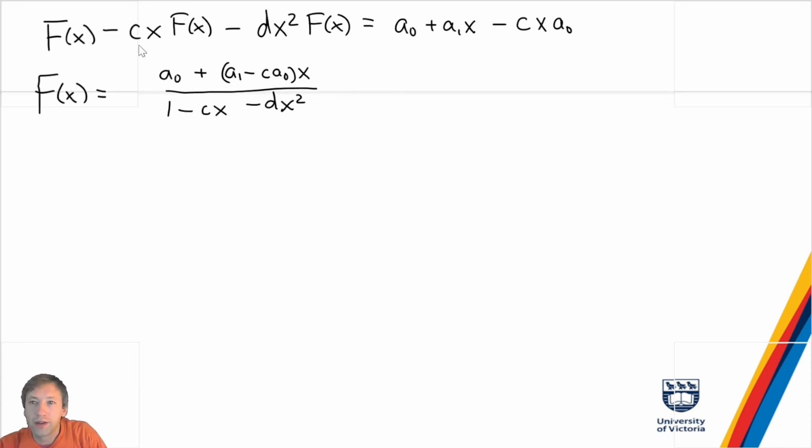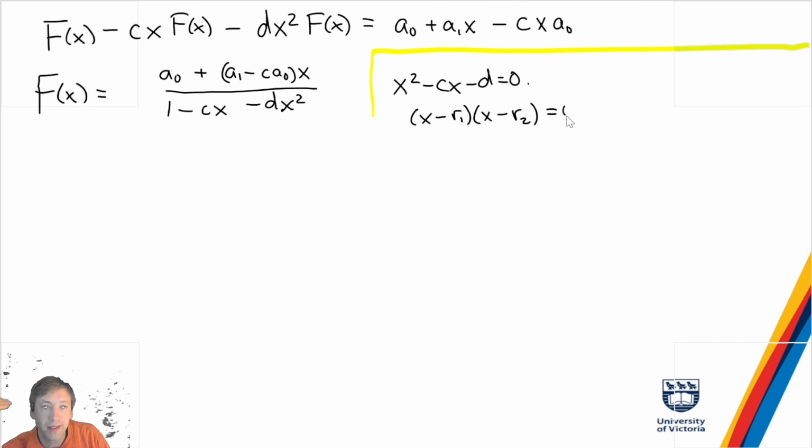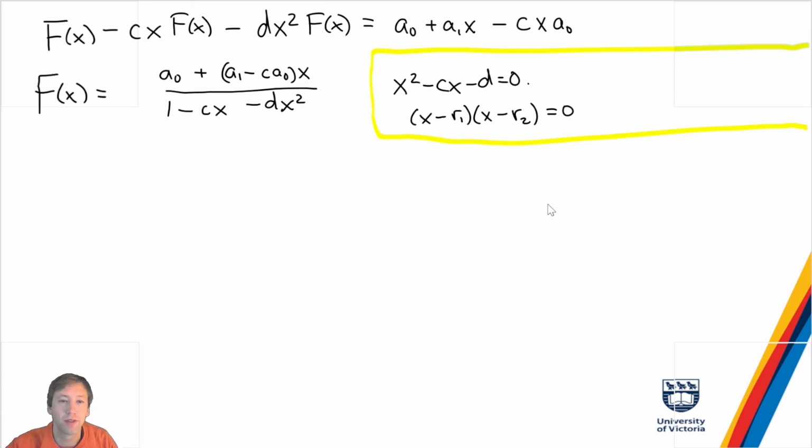So let's go back to our characteristic equation, which looks very similar to what's on the bottom of this fraction, except it's not quite the same. The characteristic equation was x squared minus cx minus d equals 0. Now suppose that if I factored the characteristic equation, I get the roots r1 and r2, which might be complex, or they might be the same. We need to do this in generality, so they might be equal to each other, or complex numbers, or two distinct real numbers.